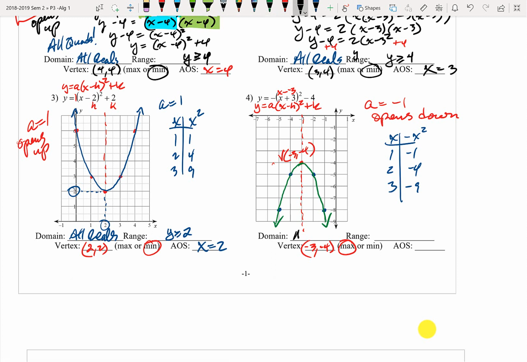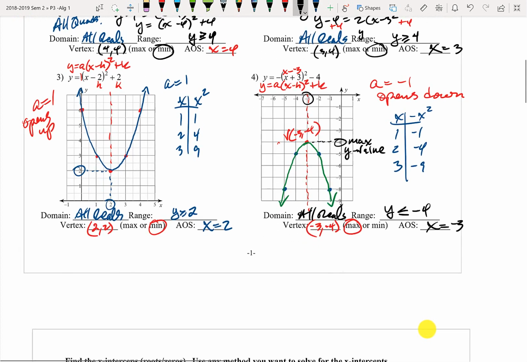And then, answer all the following questions. So all reals for the domain. Now this is a max, okay? The max y value is right here, okay? Max y value. Can't even spell this morning. Okay, can't even write. So max y value, there you go. All right, now max y value is -4, so the range is y less than or equal to -4 in this case. And then the axis of symmetry goes through -3 on the x-axis, so it's x equals -3. All right, and that's all there is to it.